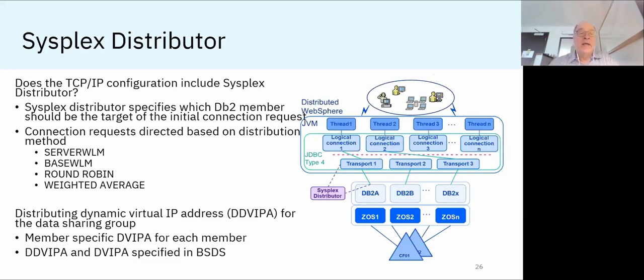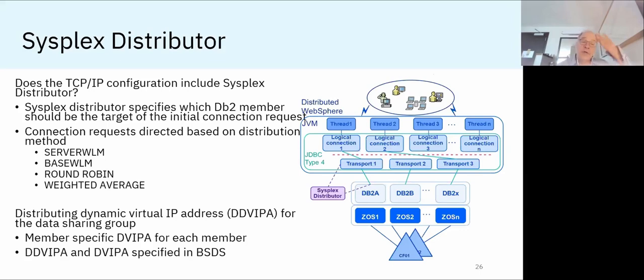Now, I know this is a complicated picture on the left, and I didn't move it over enough to be able to read the word request sufficiently. But Sysplex Distributor is how an initial DDF request would find which DB2 member of the group to handle that connection, right? And Sysplex Distributor has a variety of distribution methods. So we look at not only how is it set up, but which distribution methods are being used. We prefer server WLM because that takes into consideration WLM information about the DB2 members.